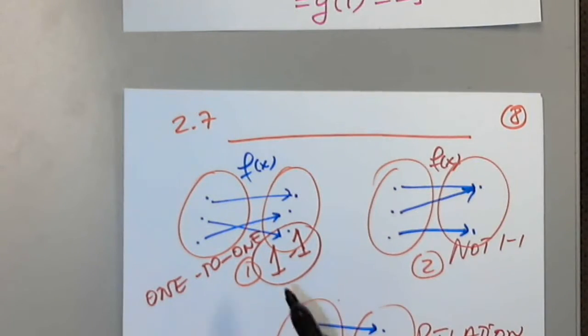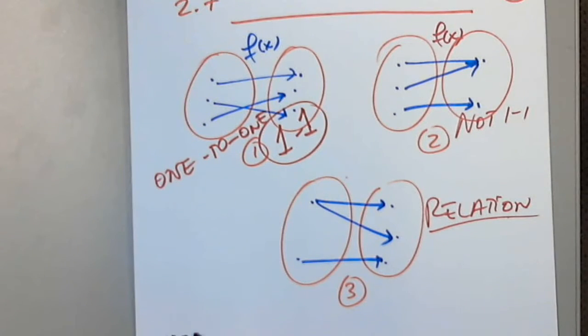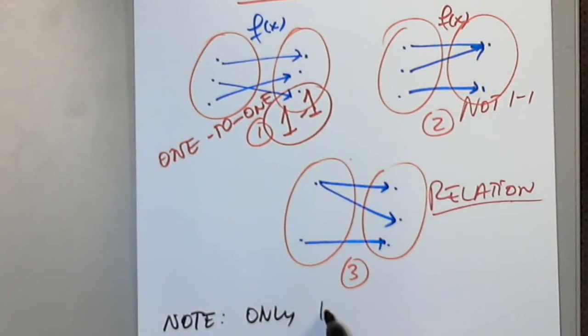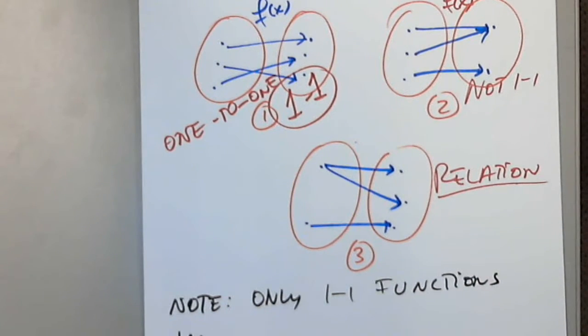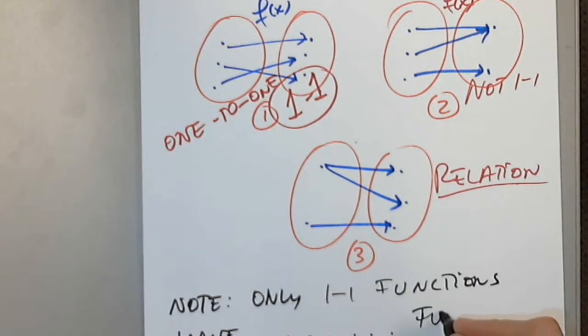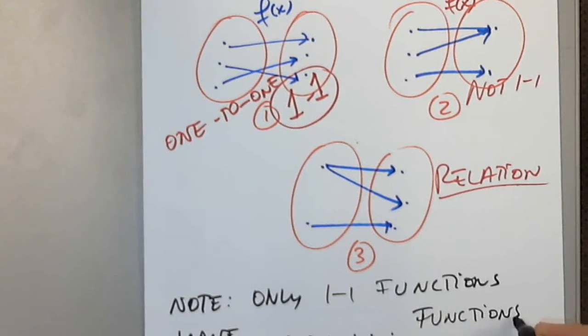Because I'm asking you, let's write a note. Only, and then you'll give me the title. Only one-to-one functions have functions. And that is the title of this section. Only one-to-one functions have, what is the word I'm missing here?